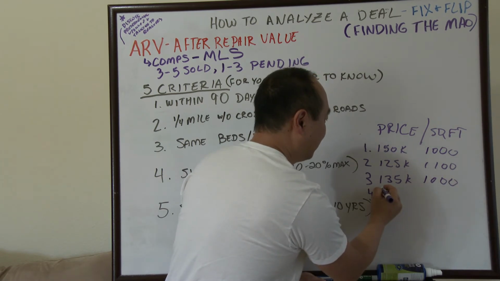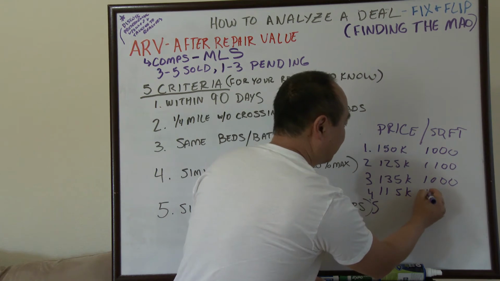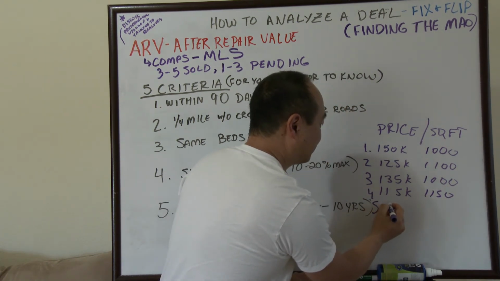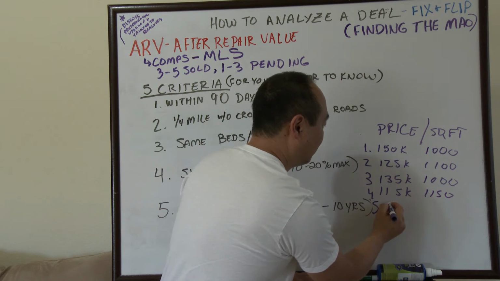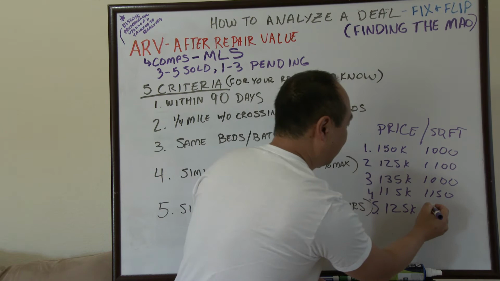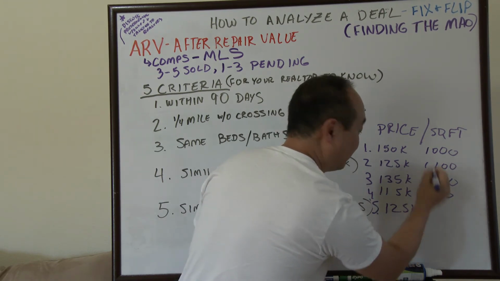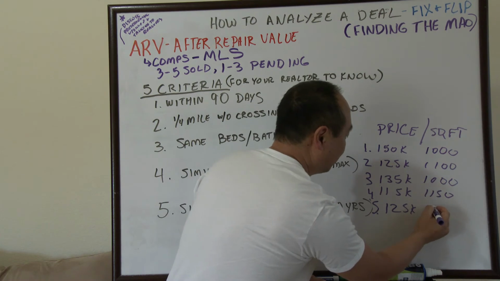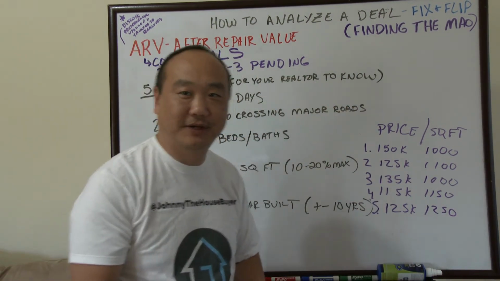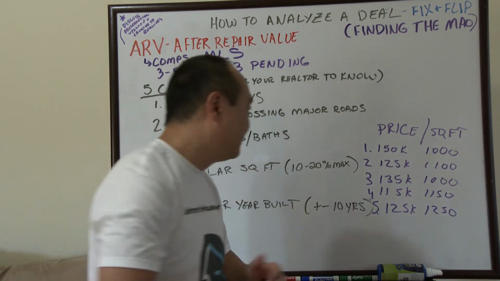Fourth house, $115,000, and it was 1,150. Fifth house was sold for $125,000, and it had 1,250 square feet. These are fake numbers, but just so we can run through some math here.